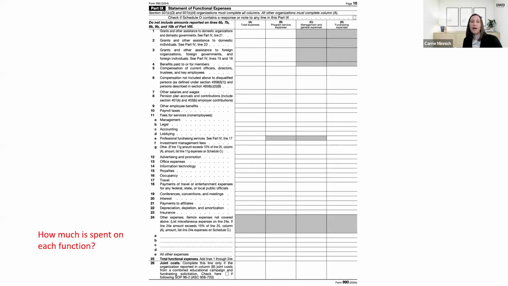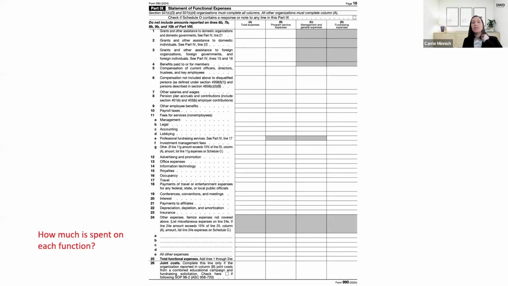I guess I should take that back. There are certain types of organizations. All 501(c)(3)s have to allocate this on the Form 990. However, there are other certain non-C3 organizations that are only required to report total expenses. But in general, it's best practice. You should probably allocate the expenses.